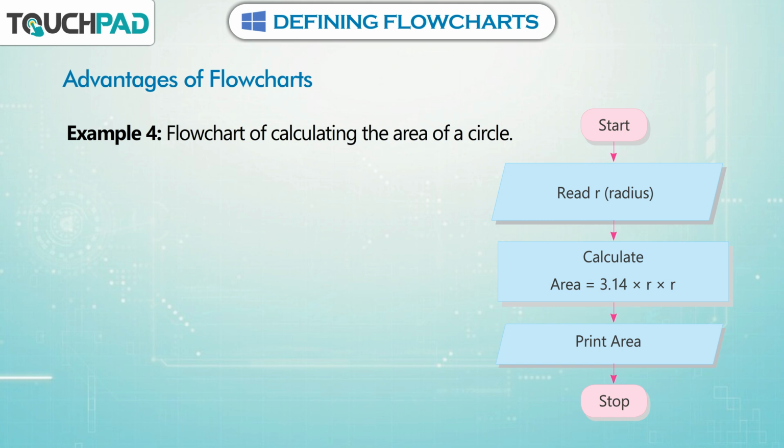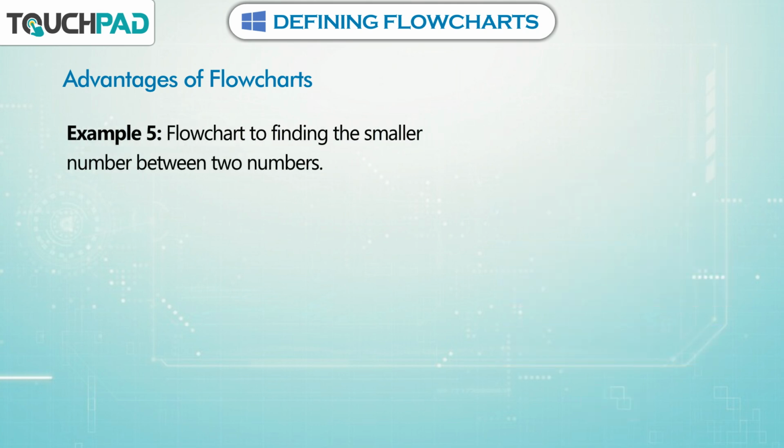Example 4. Flowchart of calculating the area of a circle. Start. Read R, radius. Calculate area equals 3.14 multiplied by R multiplied by R. Print area. Stop.